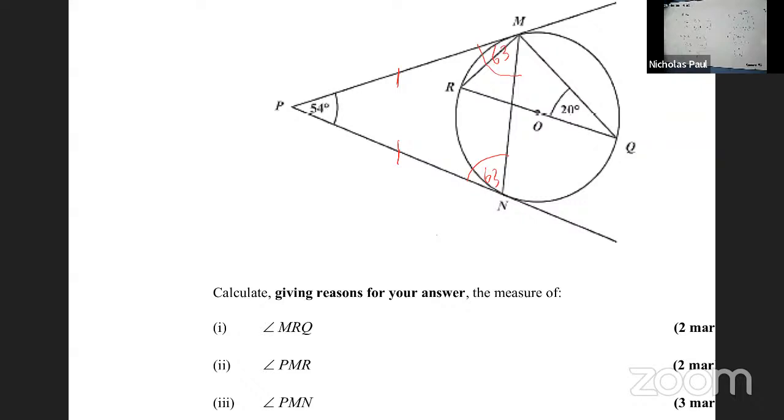What is RMQ? RMQ. See a triangle inside of what? Come in here. Triangle inside it. Sorry, angle inside a triangle inside a semicircle, right? So the angle and the circumference. What is it?